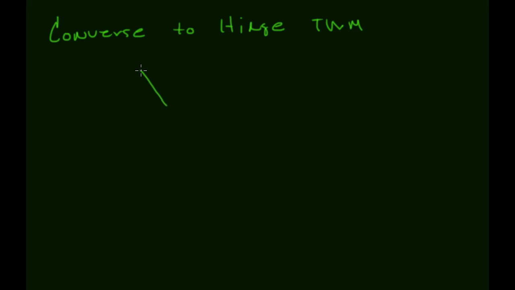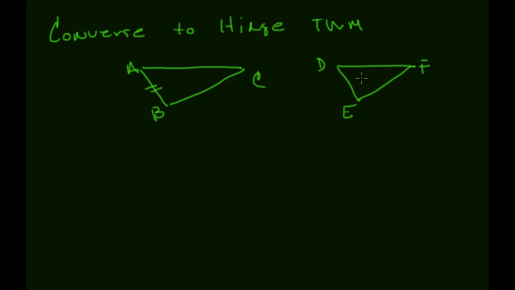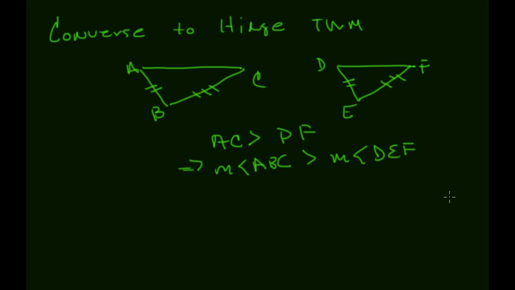Okay, so the converse to the Hinge theorem basically says the opposite of what we said before. If this is triangle ABC, and this one is triangle DEF, and this is congruent to this, and this is congruent to this, but AC is bigger than DF, then this should imply that the measure of angle ABC is bigger than the measure of angle DEF.